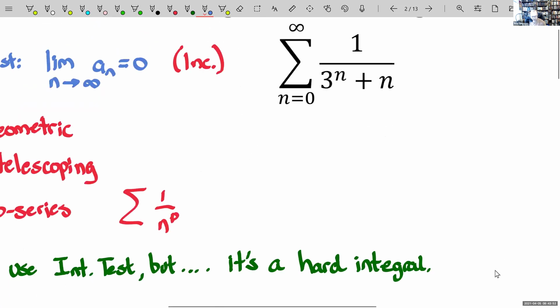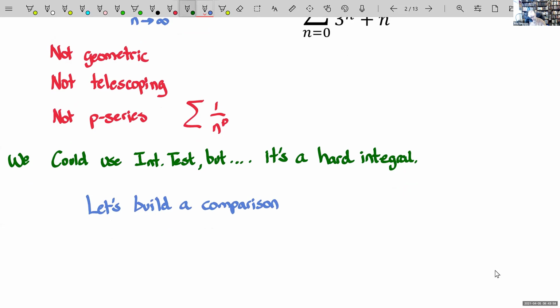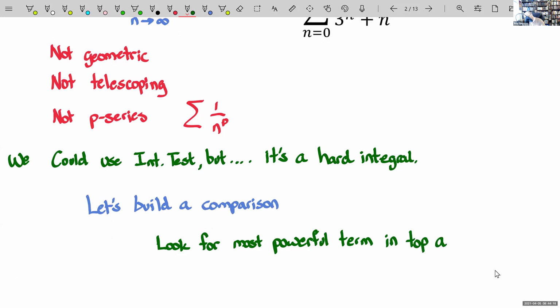So let me actually make that little note. Look for most powerful term in numerator, in top and bottom, I'll just say. And I tend to start with denominators.